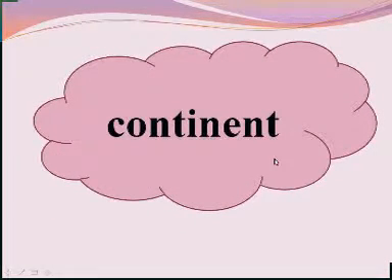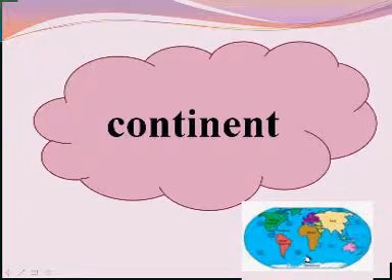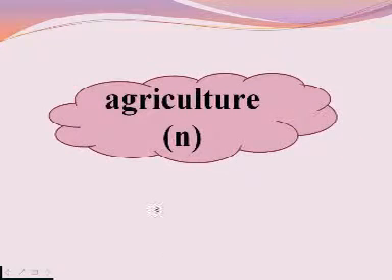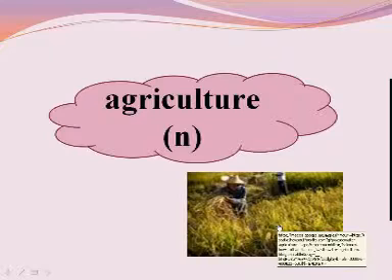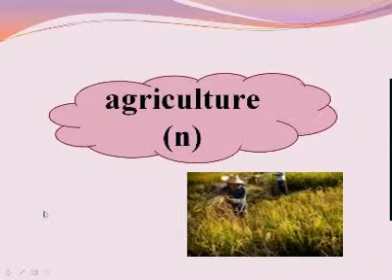Okay, continent: Africa, Asia, Australia. These are continents. As you can see here, we have lots of continents. This is a continent, Africa, of course. Here is America and the other America. These are continents. Agriculture. From the picture, very easy. Agriculture, farming or growing plants. We studied that in the previous section.